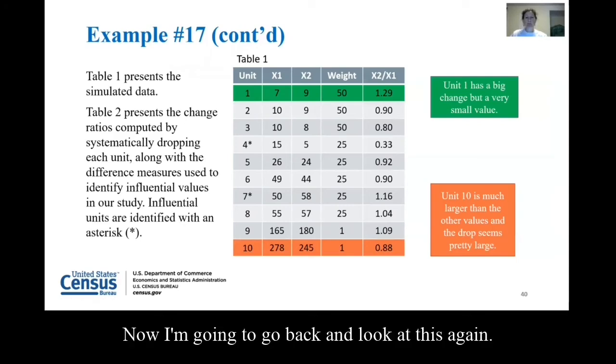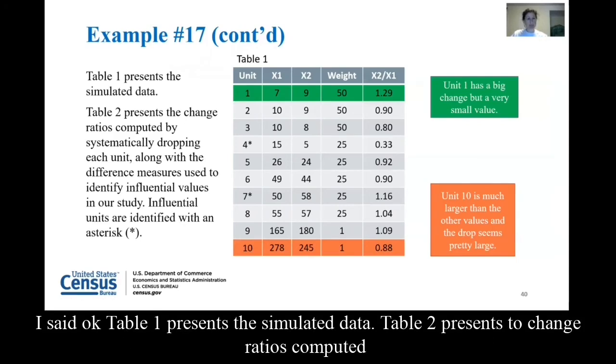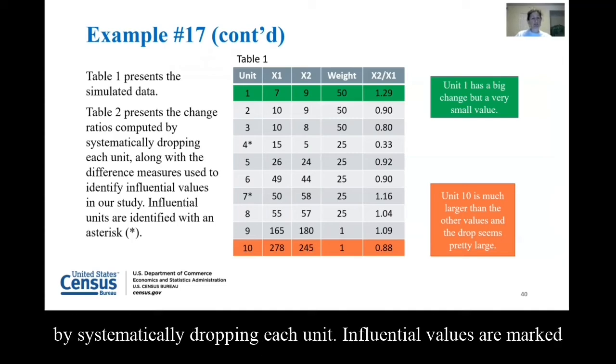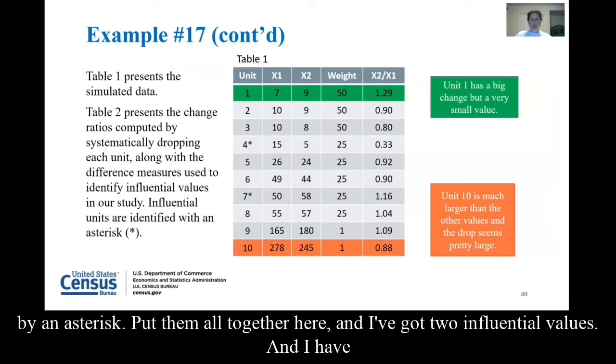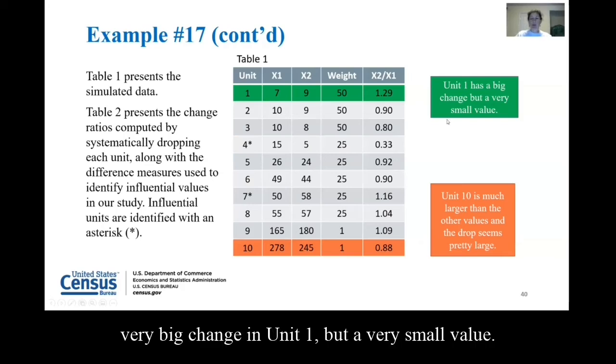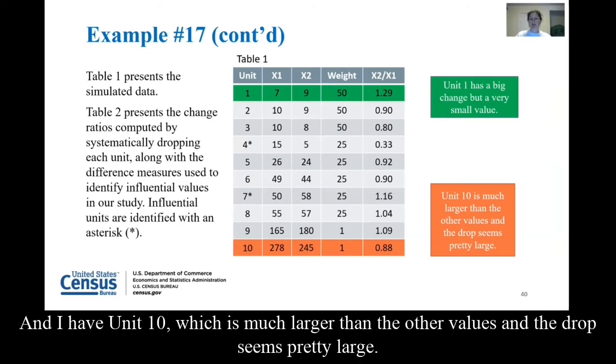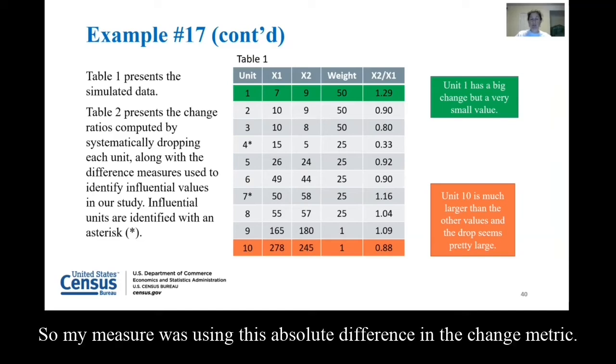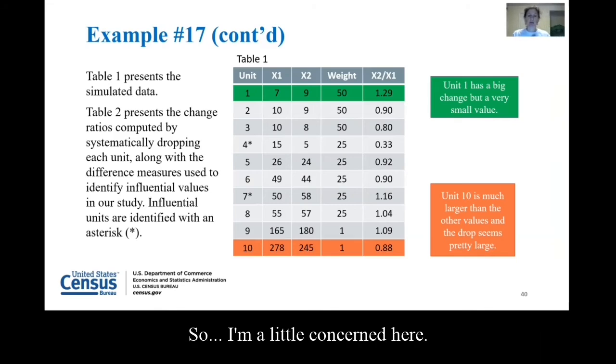Now I'm going to go back and look at this again. I said, okay, table 1 presents the simulated data. Table 2 presents the change ratios computed by systematically dropping each unit. Influential values are marked by an asterisk. So put them all together here. And I've got 2 influential values, and I have a very big change in unit 1, but a very small value. And I have unit 10, which is much larger than the other values, and the drop seems pretty large. So my measure was using this absolute difference in the change metric. I'm a little concerned here.